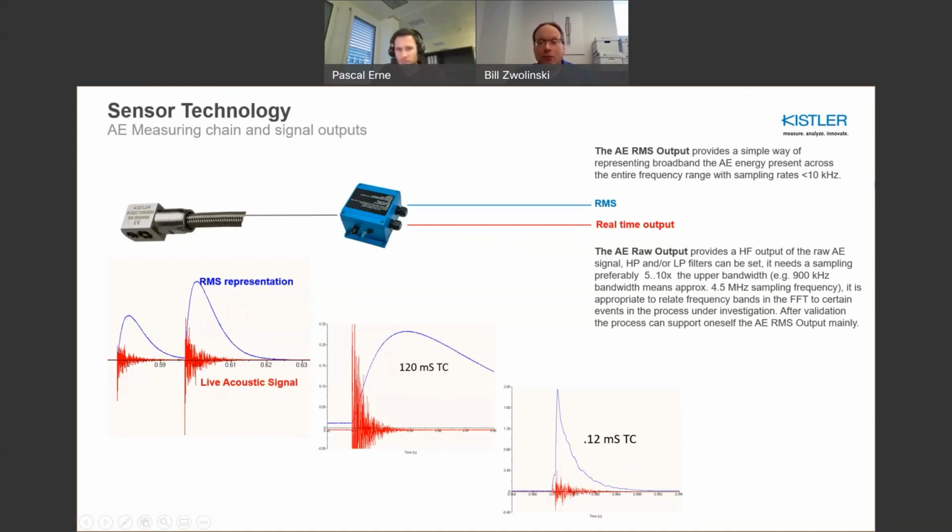With regard to raw AE output, you're going to need sample rates on the order of 5 to 10 megasamples per second, and with the RMS output, you can probably get away with 10 kilohertz or lower, which is very common with a lot of data acquisition systems out there. So a lot of folks like to use the RMS output, but unfortunately, the simplicity of that comes with a little extra work, and I'm going to talk about that a little bit later.